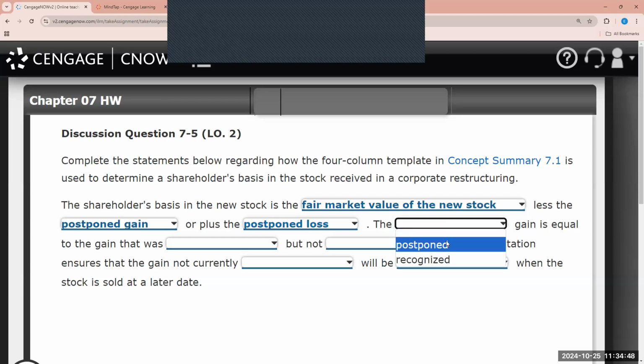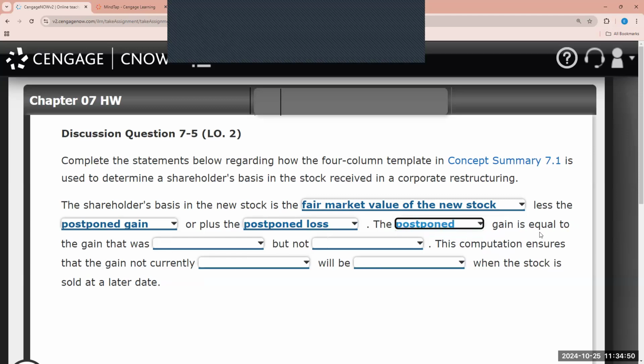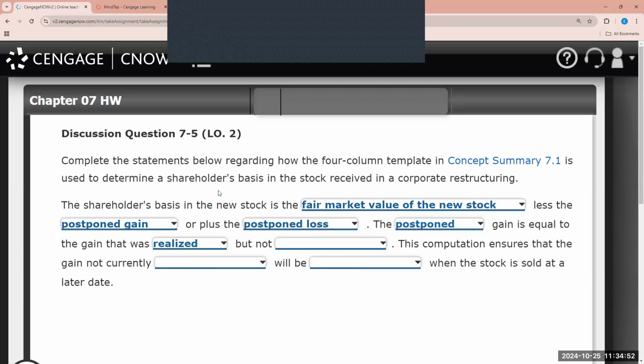So the postponed gain is essentially going to be equal to the gain that was realized, because again, a gain could be realized. To give you a quick example, let's say I have a piece of property and I purchased the property for $100,000 and the fair market value of the property is now $150,000. The property has appreciated. What that means is that the value of the property is more than what I paid for it. So it's a realized gain.